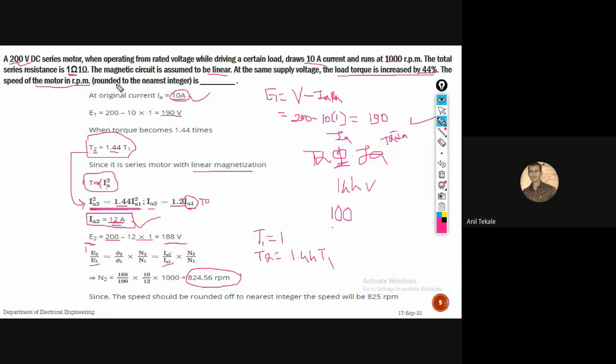824.56. As they told us, round to the nearest integer. It is above 0.50, so we will take the next integer, that is 825 rpm. If they had not mentioned the rounded figure, then you can simply go for the answer whatever you got, 824.567. Always go for 2 or 3 digits after the dot. Okay, keep in mind.